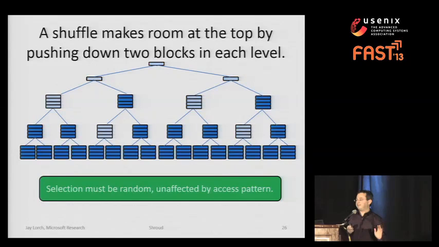So every access, what the binary tree algorithm does is it chooses two random buckets from every level, chooses one block from each of them, and pushes them down. And the math shows that with high probability, no bucket ever overflows, and there's always room at the root to insert things.